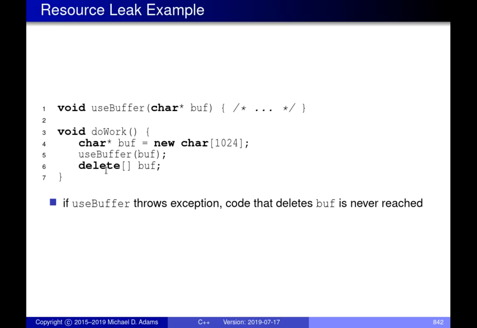But of course, this code is badly broken because useBuffer does not promise it won't throw exceptions. If it does throw an exception, there's no try block or any attempt to catch the exception in doWork. If useBuffer returns due to an exception being thrown, you'll just propagate out of doWork without ever hitting the line that has the delete expression on it. In other words, you'll leak the memory. So this is a very brittle way to write code. What we want to look at in a little more detail is ways to combat this sort of problem.